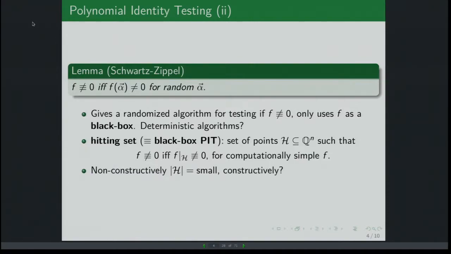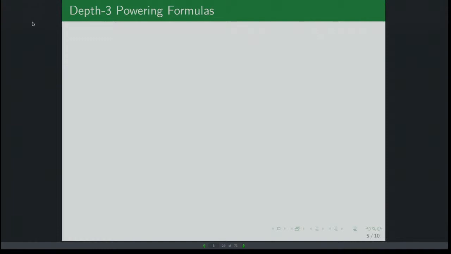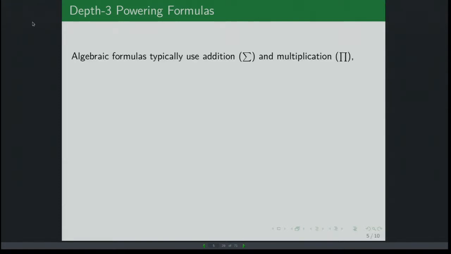But then the question is, what is the circuit class I want to talk about? There's many different types. What I want to tell you today is a very simple type. It's called depth-3 powering formulas, which is not super familiar to many of you, but I'll tell you about it anyways. Okay, so in algebraic formulas, typically when you compute polynomials, you use things like addition and multiplication. But it's a very familiar thing to change your gate set. So what are other gate sets that are natural in this setting?